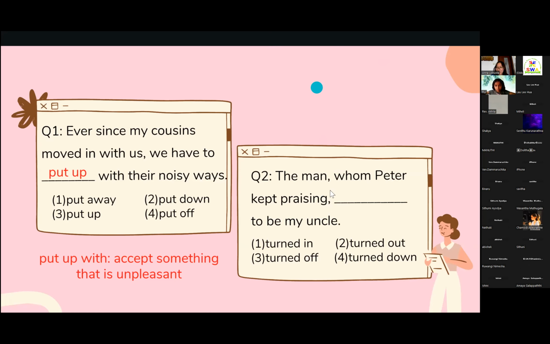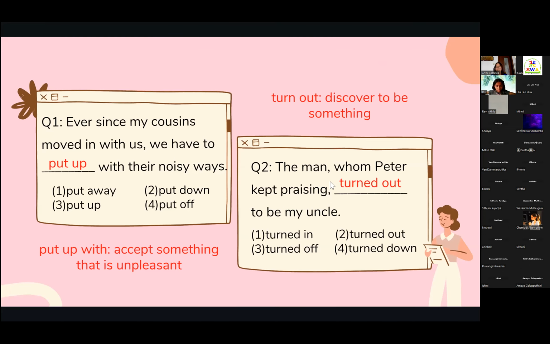So turned out in this example means you discover it to be something. So at first you didn't know that Peter was your uncle, but turns out you discover that he's actually your uncle. So yeah, that's the phrasal verb. Okay, then I'll just leave this slide on the screen just for a few more seconds in case anyone still needs more time to read. Yeah, and if you guys have any questions, you can just voice it out or you can type it in the chat also.